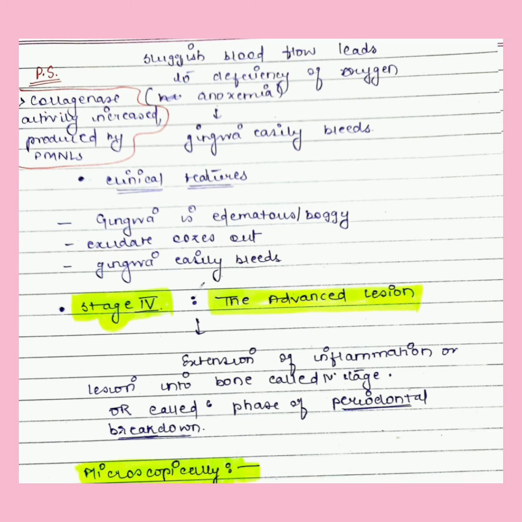The clinical features in the established lesion are that the gingiva is edematous or boggy, there is exudate oozing out, and the gingiva bleeds spontaneously. Now comes the last stage, stage 4, the advanced lesion. Now there is extension of the lesion into the bone, that we call stage 4, also called the phase of periodontal breakdown. If this worsens or progresses further, it will lead to attachment loss, and microscopically there is fibrous, dense tissue in the gingiva.